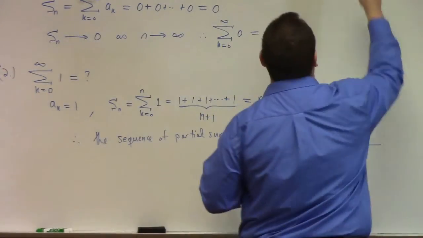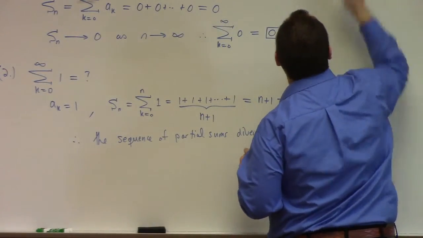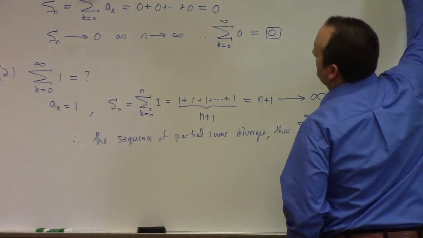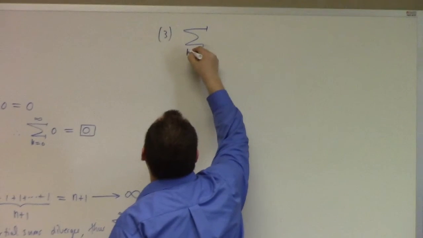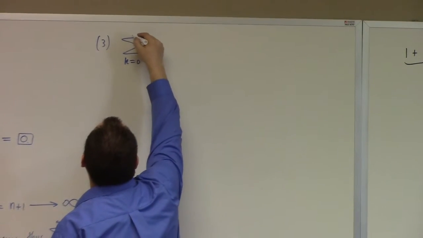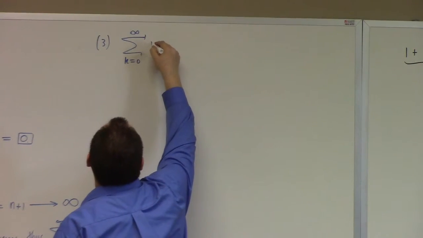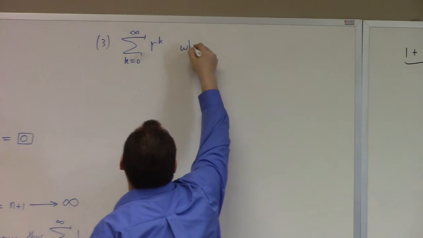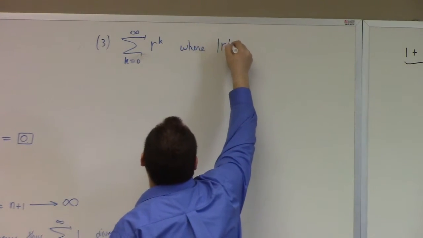All right. My third example will be the sum, let's say k equals 0 to infinity of r to the k, where the absolute value of r is less than 1.